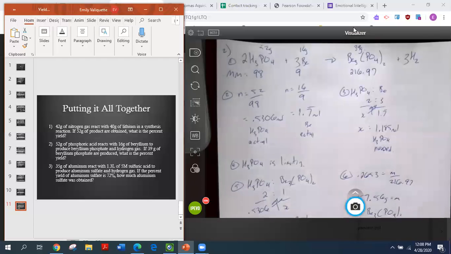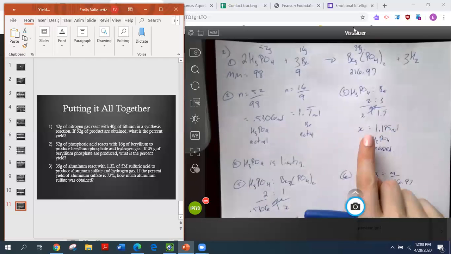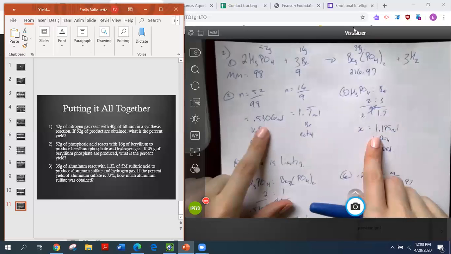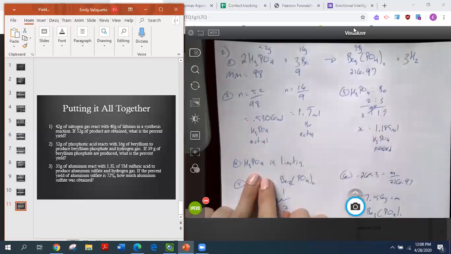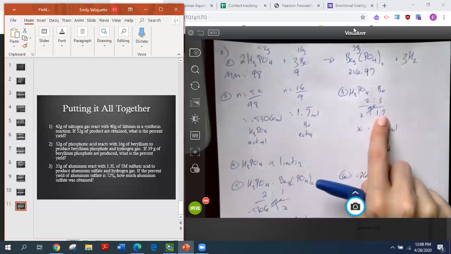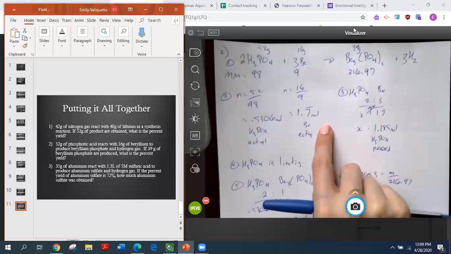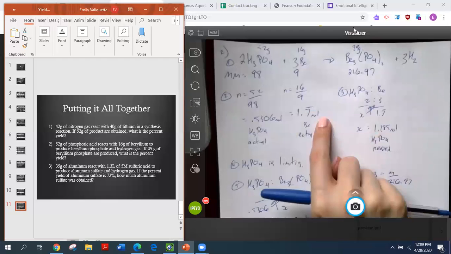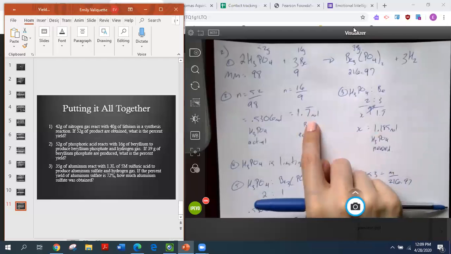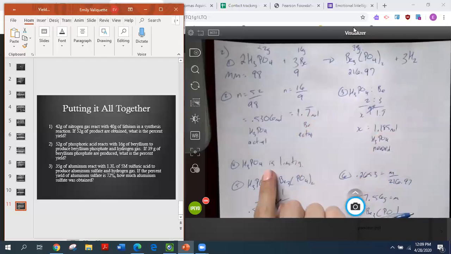As you can see, I need way more than I have. I need over 1 mole. I only have about 0.5. Therefore, H3PO4 is limiting. Again, if you had solved for the amount of beryllium you needed, you would have had a smaller number than 1.7. So you would have needed less than you had, which would mean that the beryllium is in excess, and therefore the phosphoric acid is limiting.